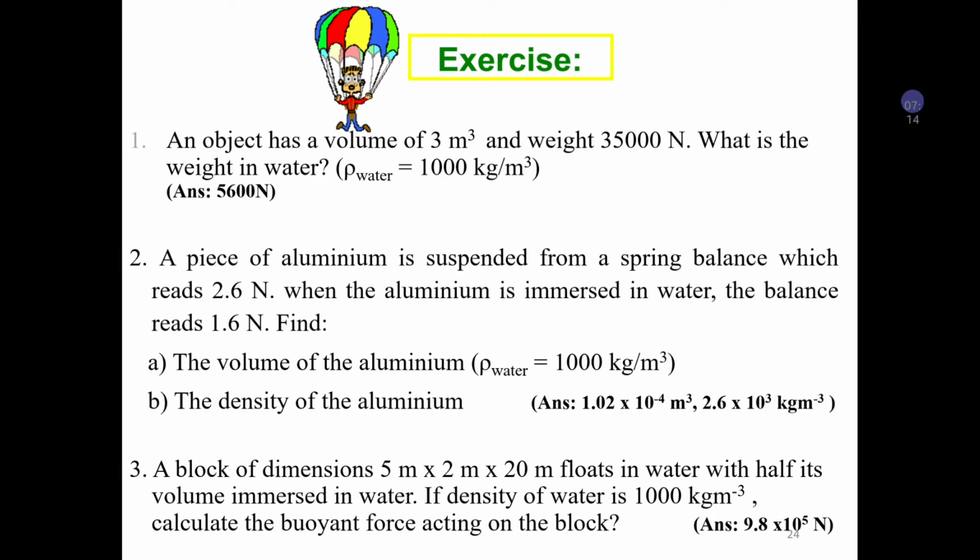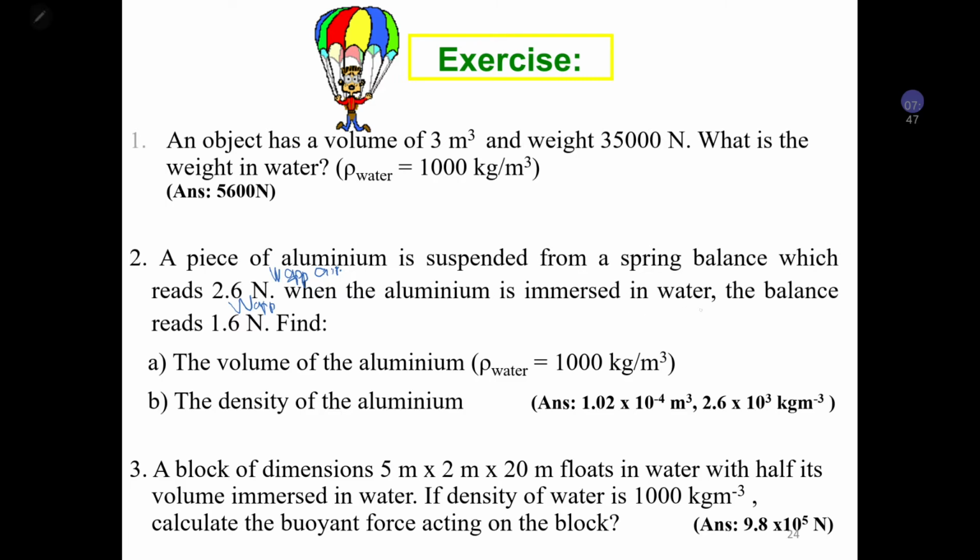So now tengok exercise soalan nombor 2. A piece of aluminium is suspended from a spring balance which read 2.6. Okay, so means that this one adalah W air. Okay. Then it's immersed in water, the balance read 1.6. So this one is W apparent. Okay, so they need to know the volume of aluminium.